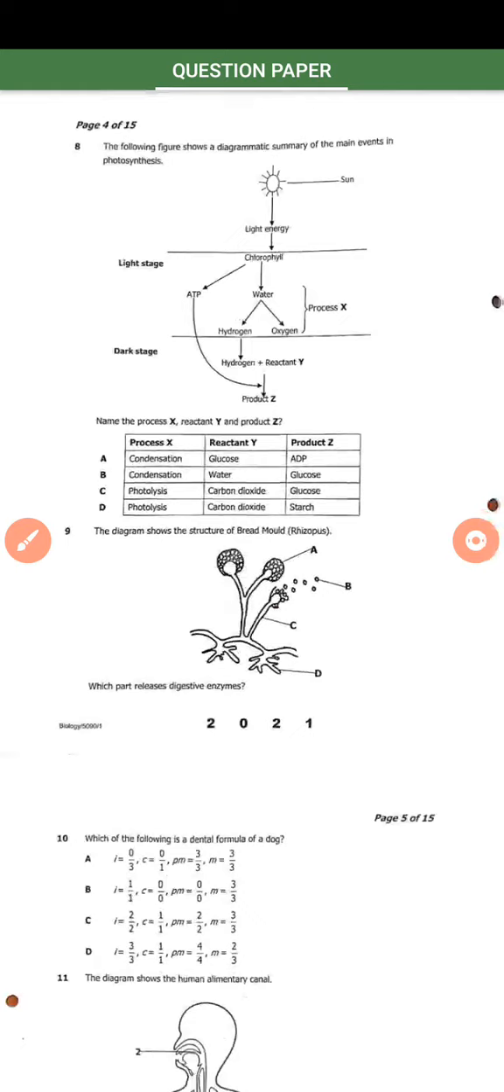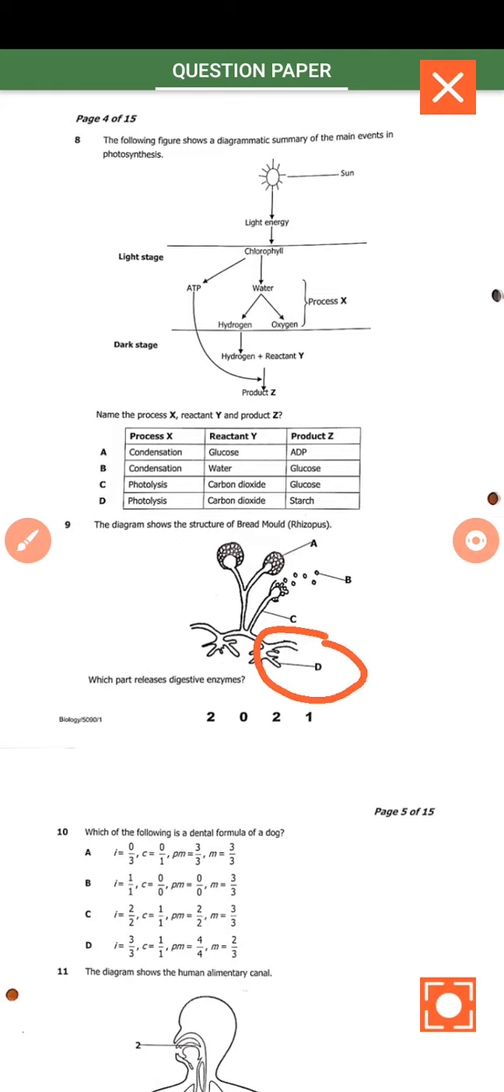Here is the structure of a bread mold, which is also known as Rhizopus. Which part produces digestive enzymes? Remember, digestive enzymes are produced by this part here, D, which is our rhizoid. So the correct answer here is D. A does not produce enzymes. A produces spores instead, and these spores are what germinate in order to produce new organisms.